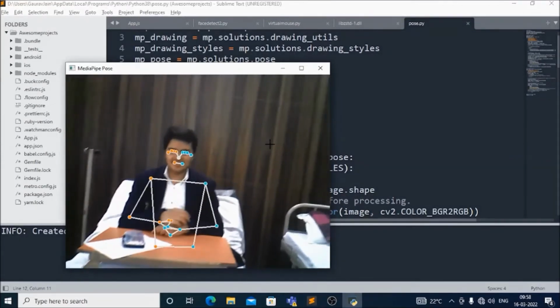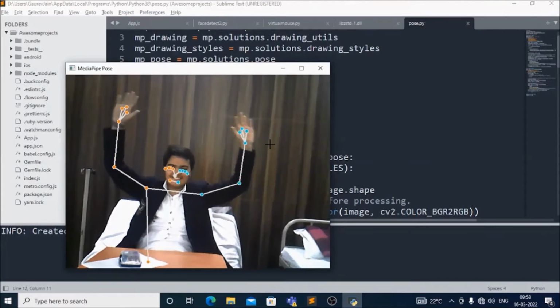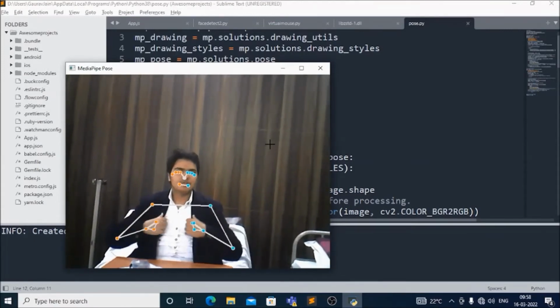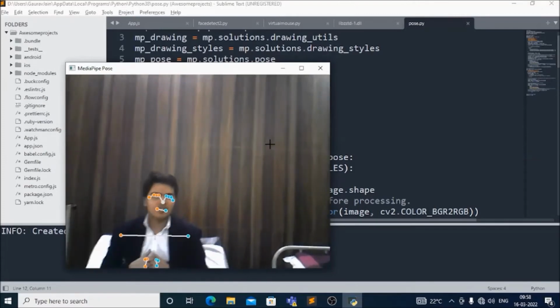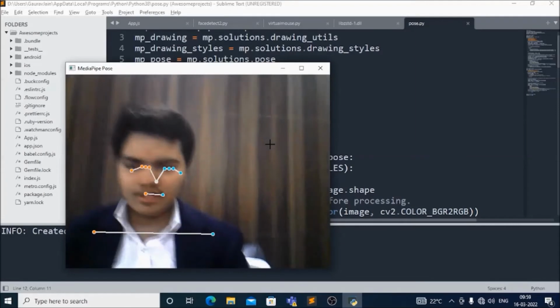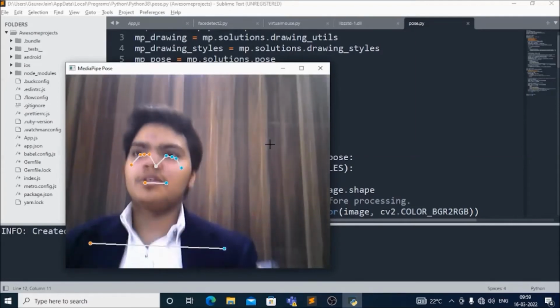Make some poses with your hands. So what is this? This is for body detection. It's pose detector. Pose detection. Right. So it is also based on computer vision.